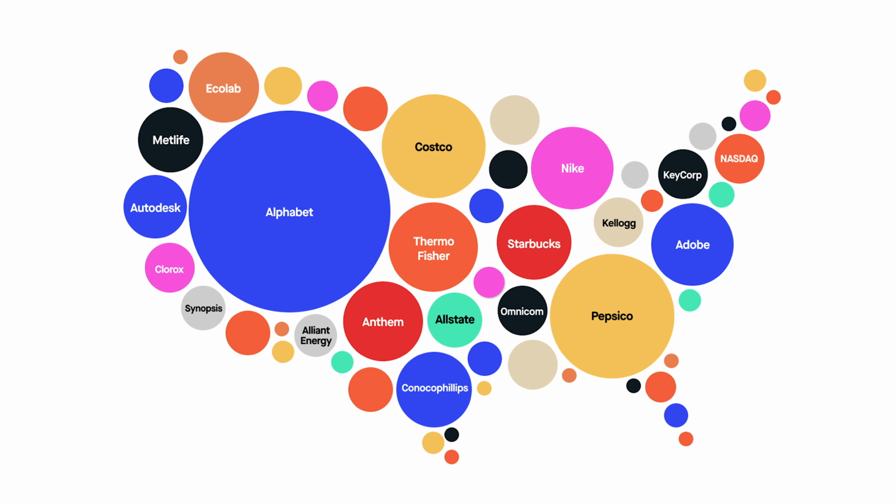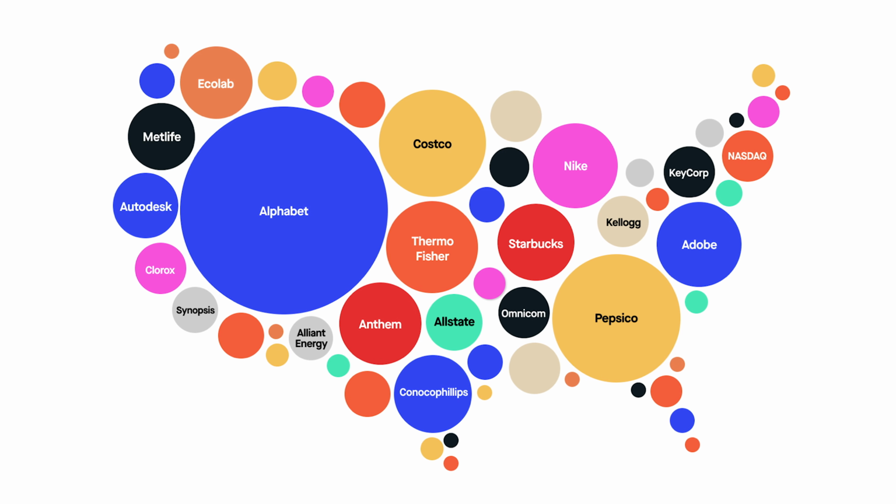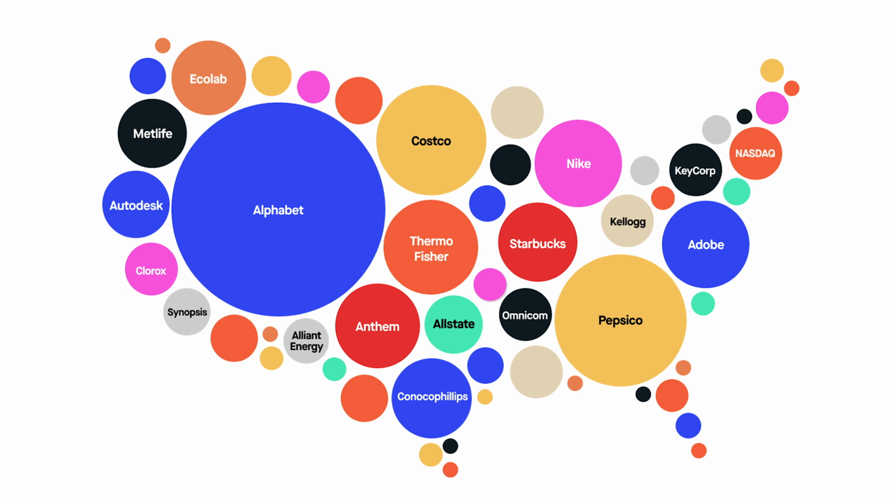So the S&P 500 represents 500 large companies in the United States. Many consider it to be one of the best representations of the US stock market. Here are some of the companies that are included in Vanguard's S&P 500 ETF. Alphabet, which is Google, Costco, Pepsi, Nike, Clorox, Allstate, Starbucks. There's so many more, adding up to a total of 500 companies.